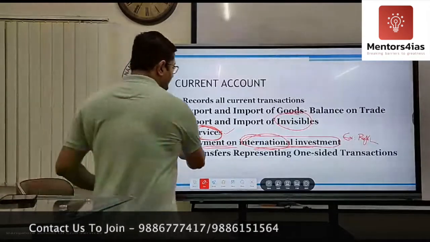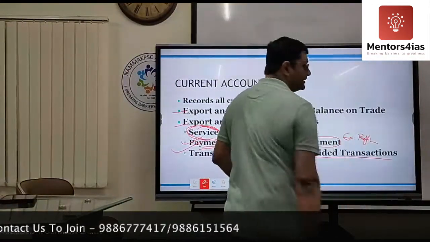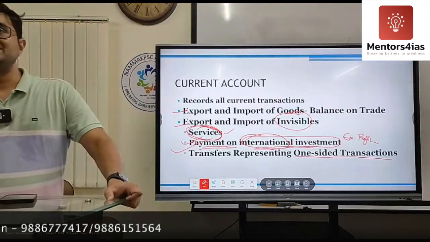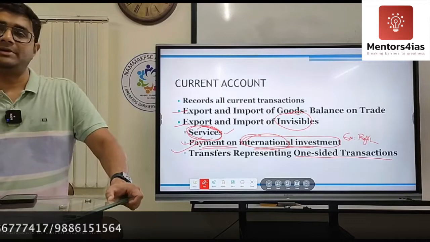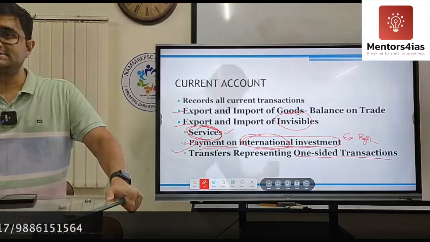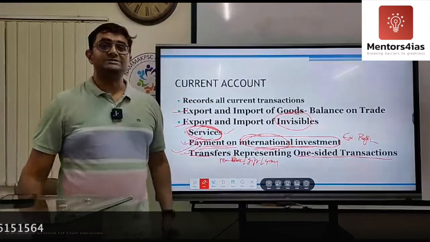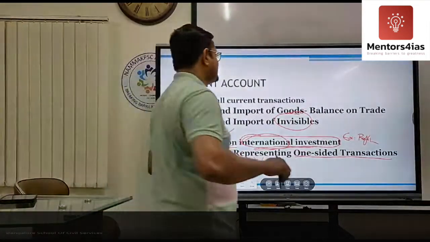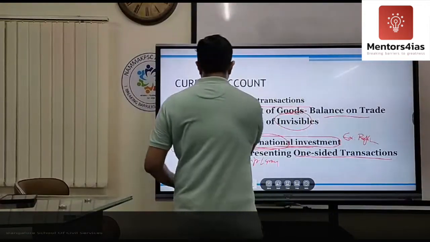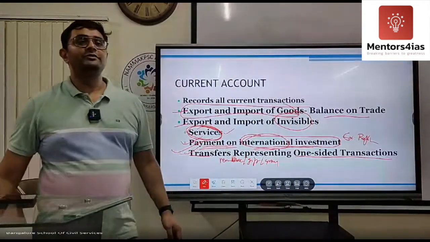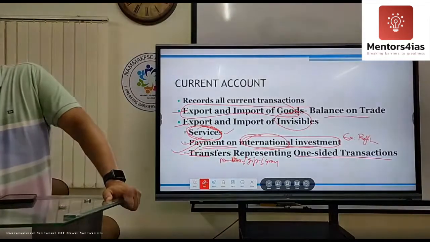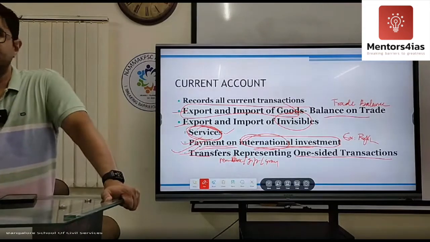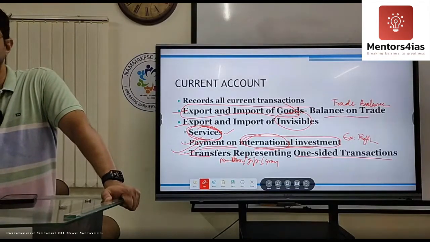Then transfers representing one-sided transactions. That means there is no return, there is no exchange. Examples: remittances, gifts, grants. They are transfers which represent one-sided transactions. Now, balance of trade records export and import of goods, so export and import of goods is balance of trade or trade balance. So the current account includes trade balance and net invisibles.